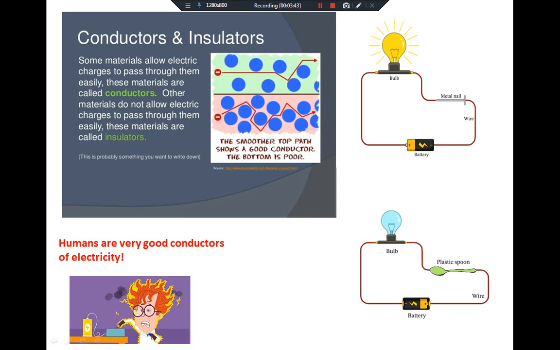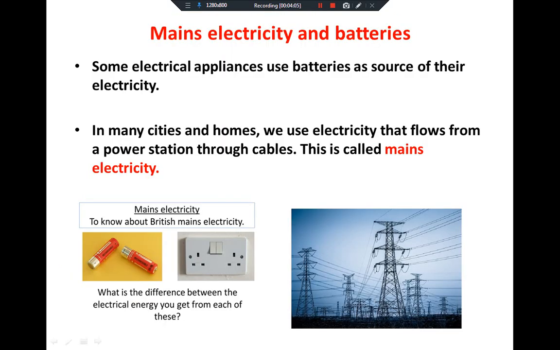And just for your information, humans are very good conductors of electricity. So if you touch an electrical main or an electrical wire or anything that electricity has been going through, you'll definitely get an electric shock, or maybe a human being can even be killed because of electricity as well.